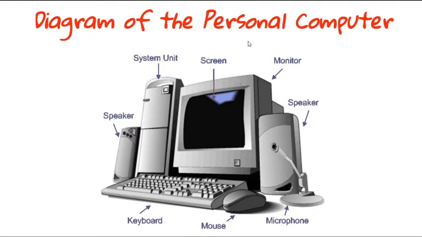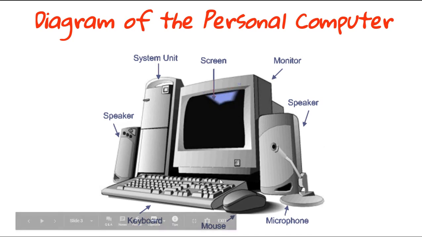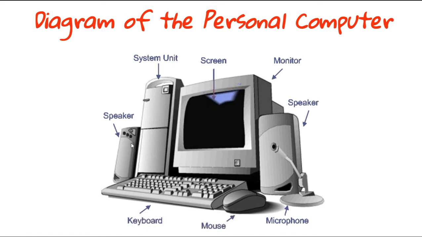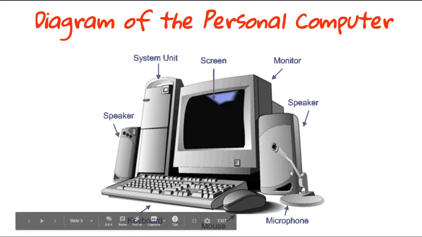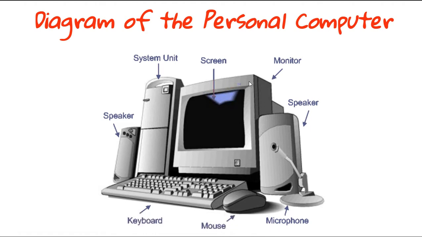If we look at a personal computer, a PC, this is a desktop PC. We have the screen, the systems unit or the tower. We have speakers. We have a microphone. We have a mouse, keyboard. This type of monitor is quite an old style monitor.